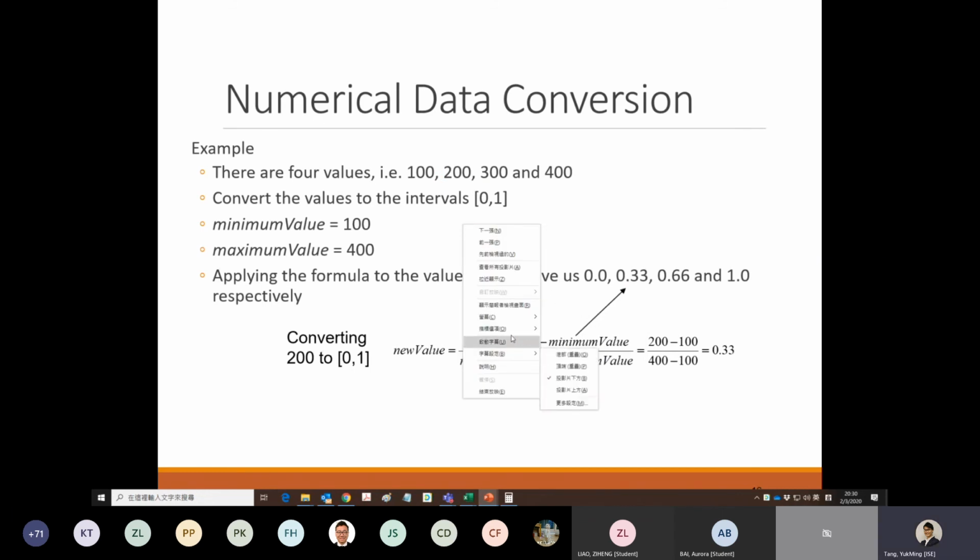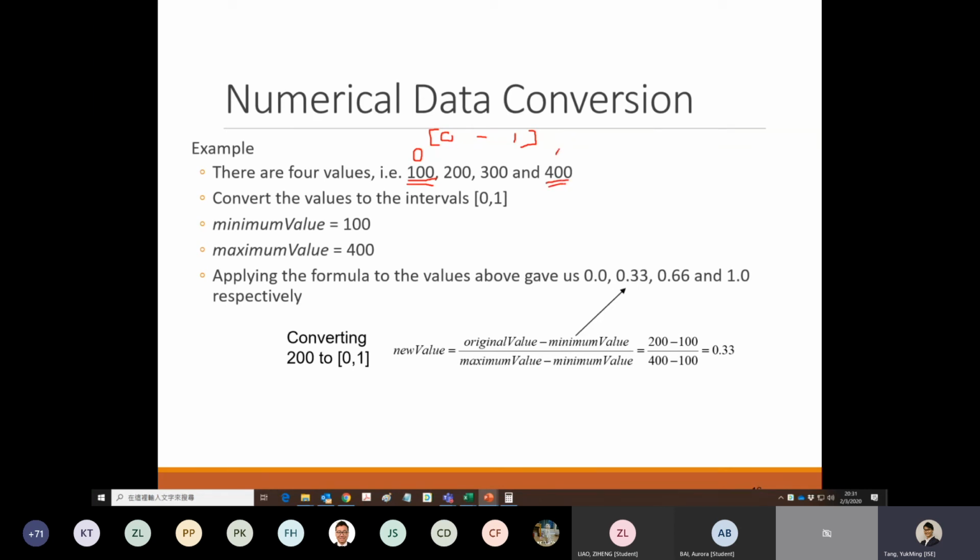First of all, we start from the minimum value. You see that the minimum value is 100, so it should be equal to 0, because the value must be in the range 0 to 1. 400 is the maximum value, so this one must be equal to 1. So how about 200 and 300?